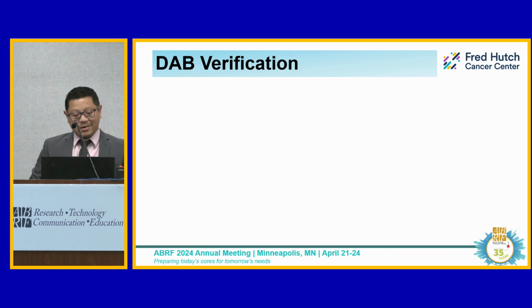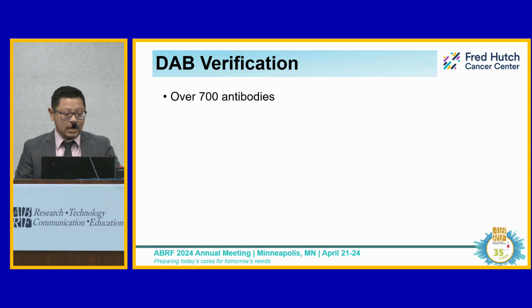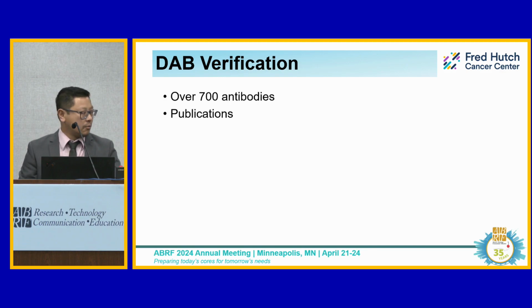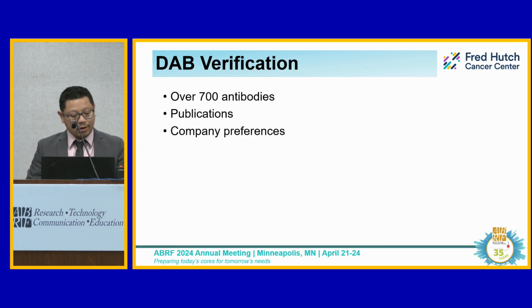So for DAB verification, oftentimes we have over 700 antibodies in our database, not all of them working well appropriately, but oftentimes we'll have an investigator that has a specific antibody they found maybe in a publication or something that they're interested in. So that's like one of the first places we look when we're looking for antibodies. If there's a publication that's cited, we look at that to see if it has methods or retrieval methods or concentrations. But we also have our company preferences.